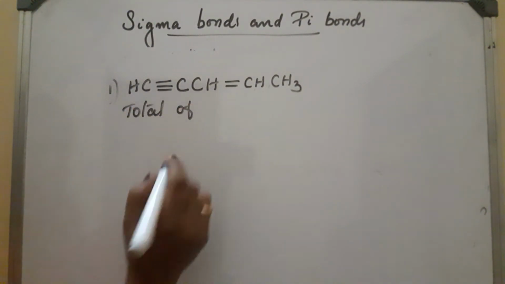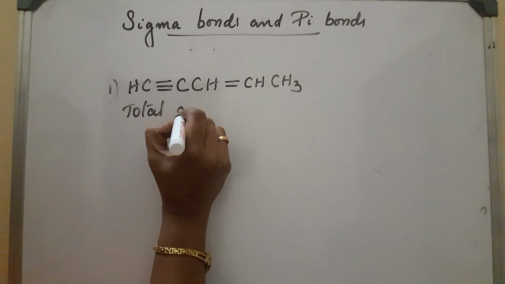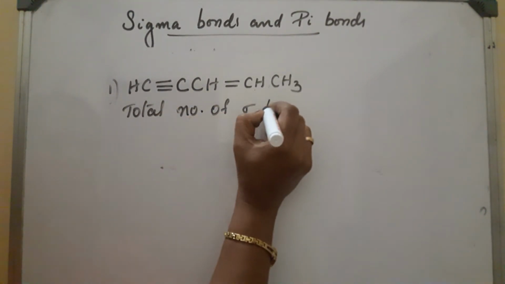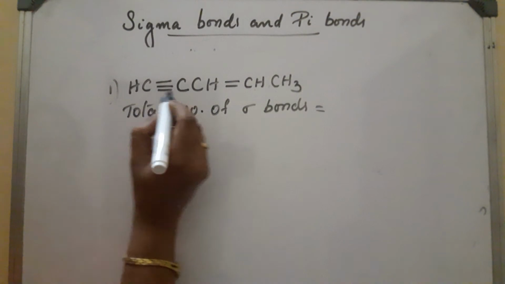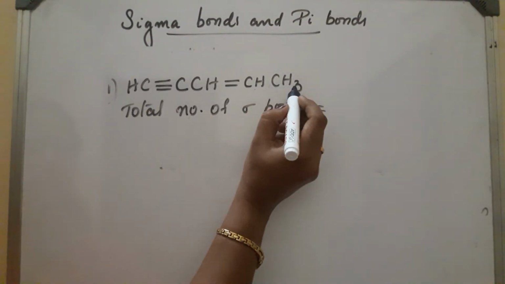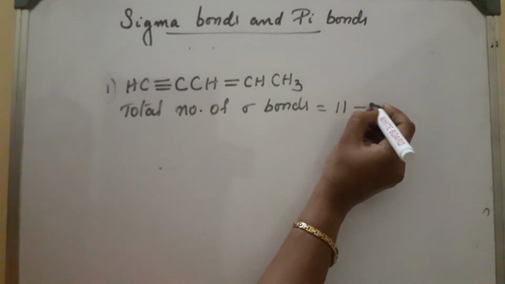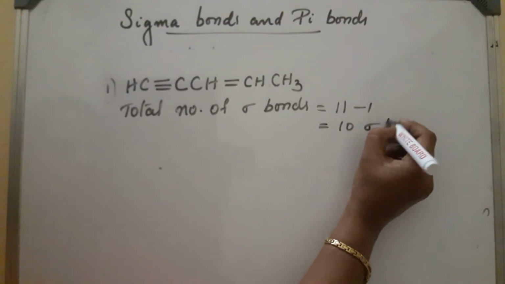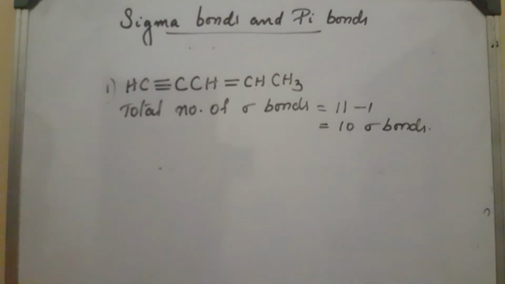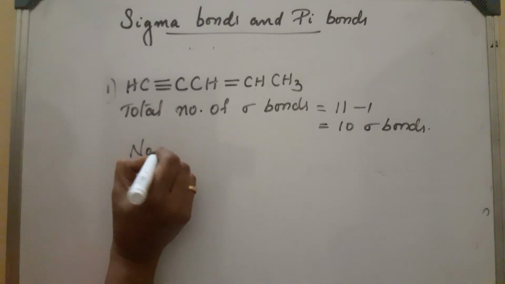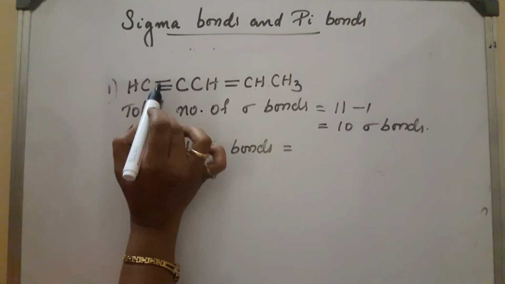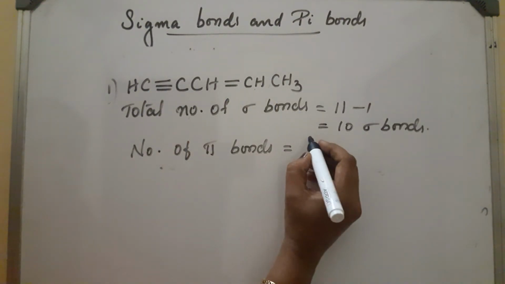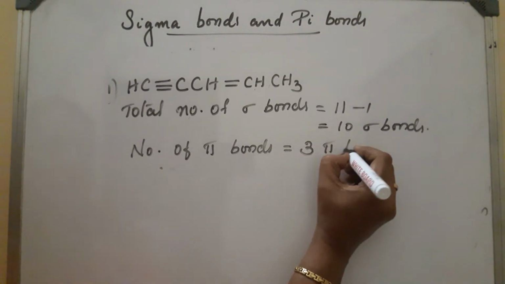Total number of sigma bonds and pi bonds. First, total number of sigma bonds will be equal to, how many atoms are present in the molecule? 1, 2, 3, 4, 5, 6, 7, 8, 9, 10, 11. Okay. So 11 minus 1, that's equal to 10 sigma bonds present in the molecule. How can we calculate the pi bonds? Number of pi bonds: here 2 pi bonds and here 1 pi bond. So 2 plus 1, 3 pi bonds are there.